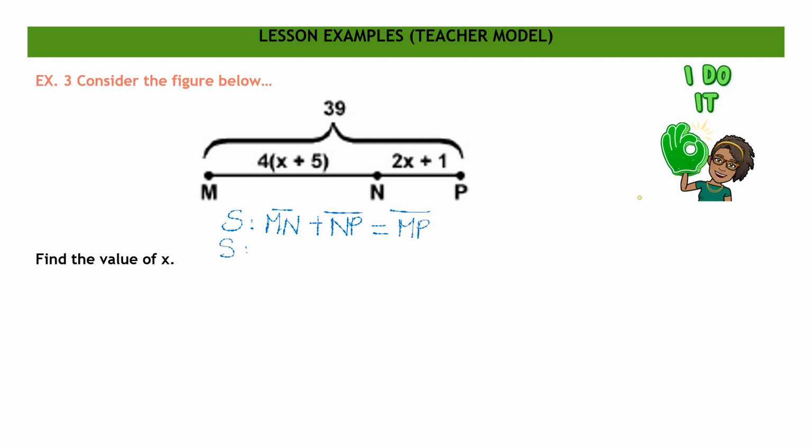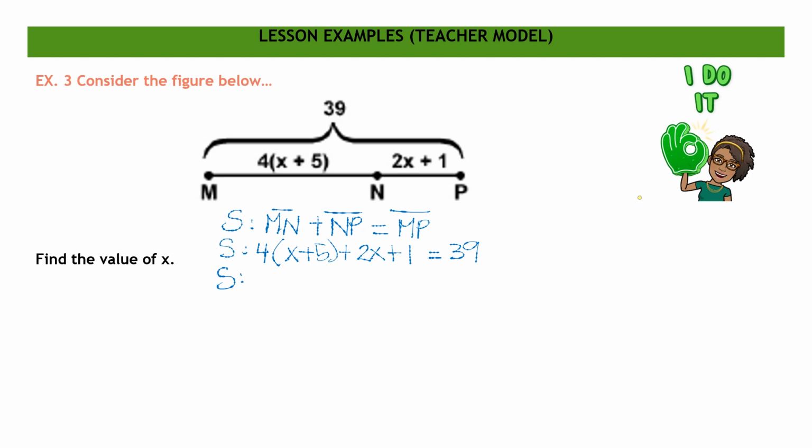The second S says that I take those parts that I have represented in my setup and replace them with the values of those parts. So the value of line segment MN is substituted as 4 times the quantity of x plus 5. And then the value of line segment NP is substituted as 2x plus 1. And then the value of the full line segment MP is substituted with the value of 39. The last S is to solve.